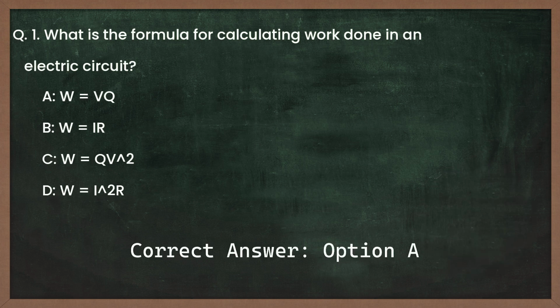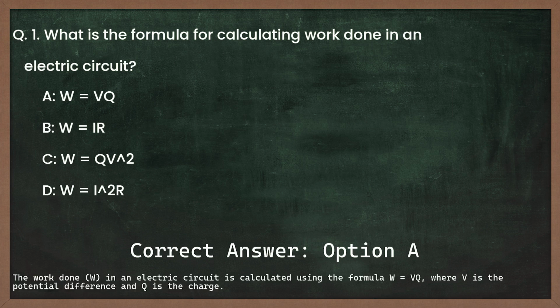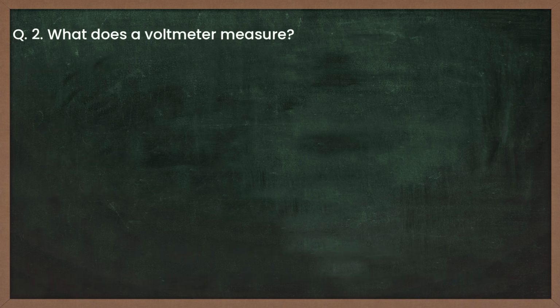The correct answer is option A, which is W is equal to VQ. The work done, W, in an electric circuit is calculated using the formula W is equal to VQ, where V is the potential difference and Q is the charge. Question 2. What does a voltmeter measure?